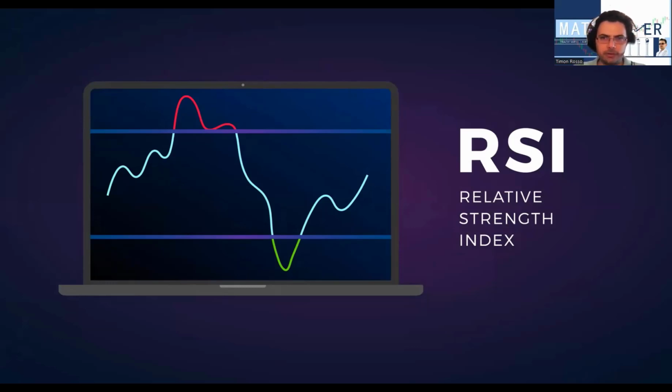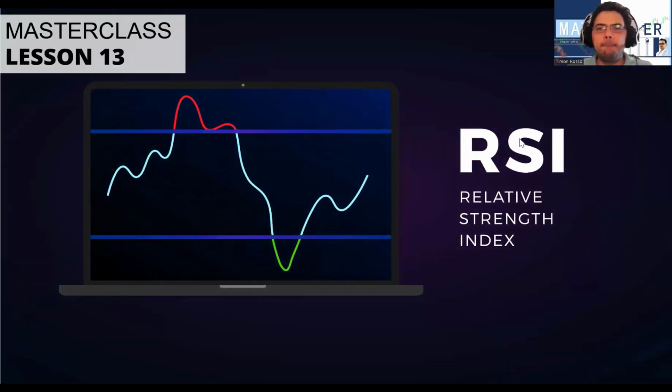So the 21 moving average I find is a really good moving average for stocks, and the 7, because when the 7 crosses above the 21, the trend is more likely moving up. When the 21 crosses below the 7, the trend is more likely to move down.